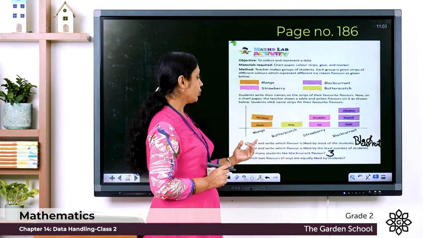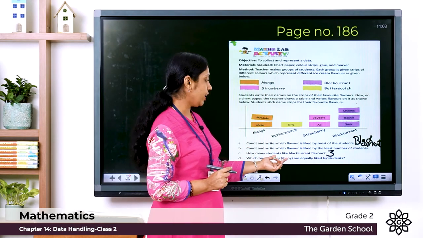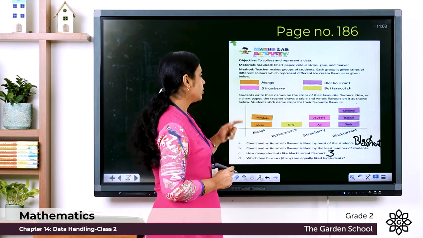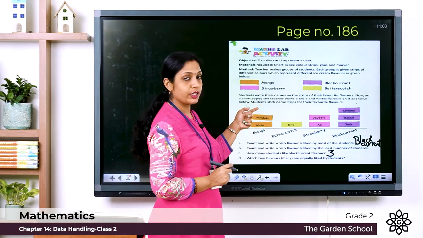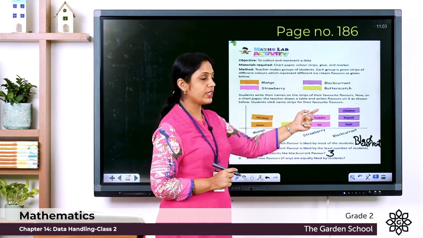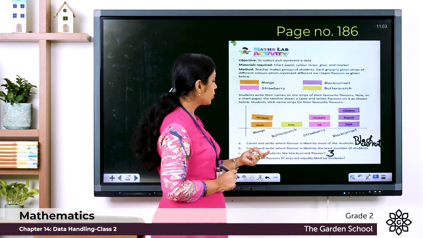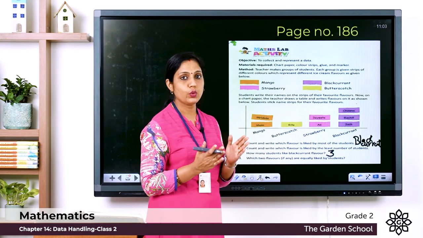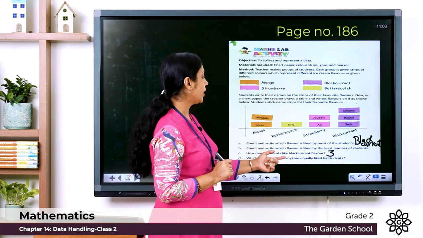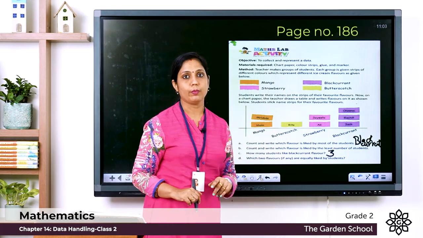Question D. So, which 2 flavors, if any, are equally liked by students? So, you can see mango is liked by 2 students, butterscotch 1 student, strawberry 2 students, blackcurrant 3 students. So, which 2 flavors are equally liked? It is mango and strawberry. So, you can write down there mango and strawberry.